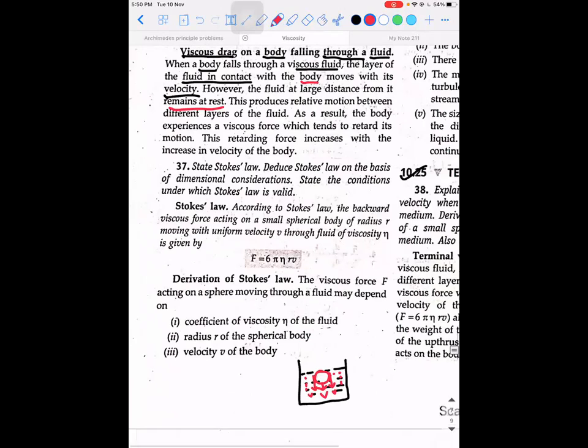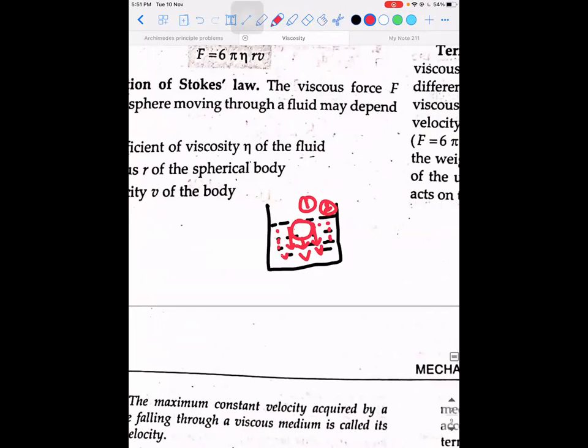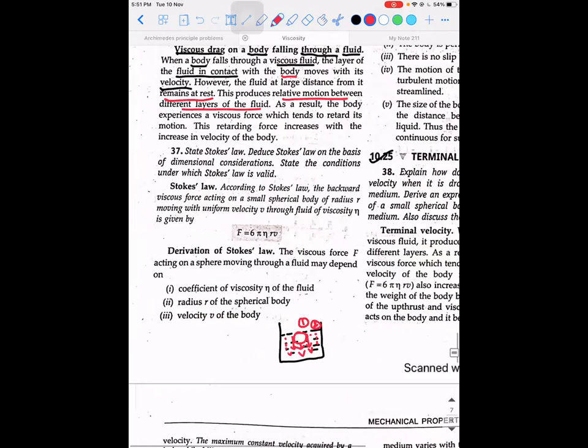Okay. So due to this, there will be a relative motion between the different layers of the fluid itself. If I take this as the first layer and the farther layer as the second layer, the first layer has velocity v, which is equal to the velocity of the ball itself. But layer 2 does not have any velocity. So you can always define a non-zero relative velocity between them, because each layer has a different velocity. As a result, the object starts experiencing viscous force, which tends to retard the motion.